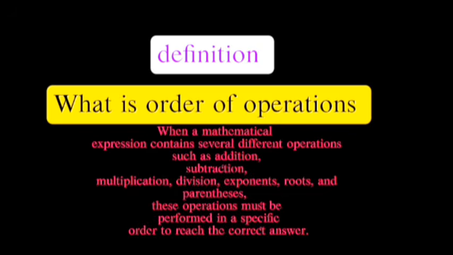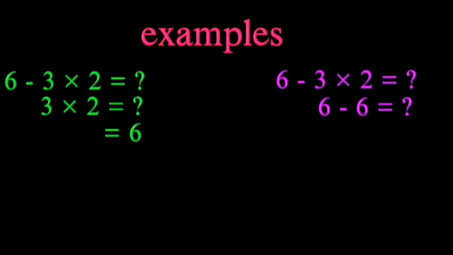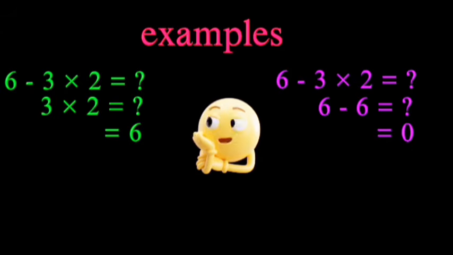These operations must be carried out in a specific order to reach the correct answer. To understand this better, consider this example. 6 minus 3 multiplied by 2. If we subtract 6 minus 3 first, we get 3. Then 3 multiplied by 2 equals 6. But if we multiply first, 3 multiplied by 2 equals 6. Then 6 minus 6 equals 0. So which answer is correct, 0 or 6?